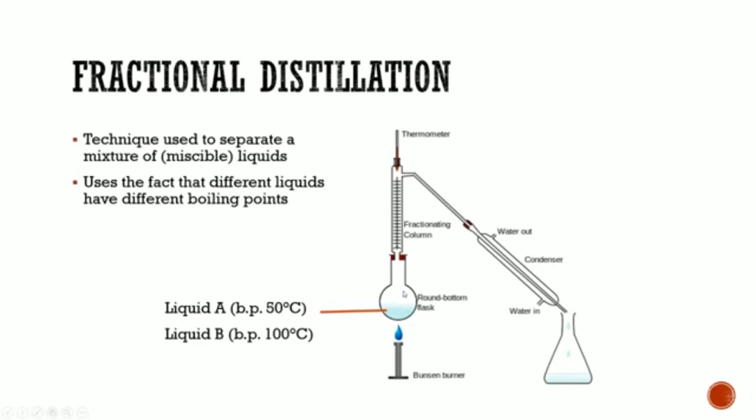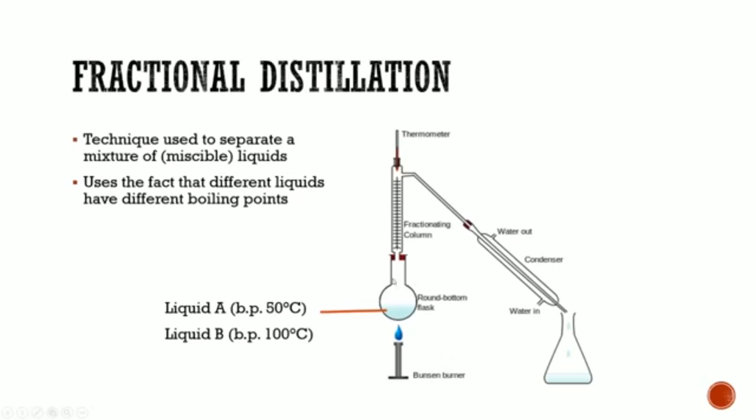You've got the flask that contains, in this example, a mixture of liquid A with a boiling point of 50 degrees and a liquid B with a boiling point of 100 degrees. And what we're going to do is heat this flask. And as the flask gets heated, right, obviously all of the equipment is going to get heated as well.